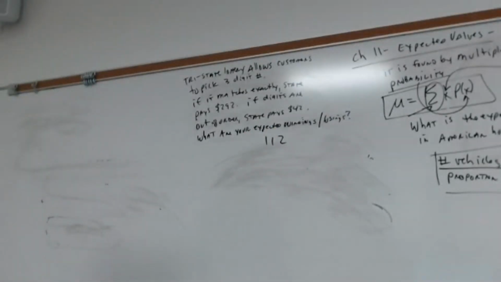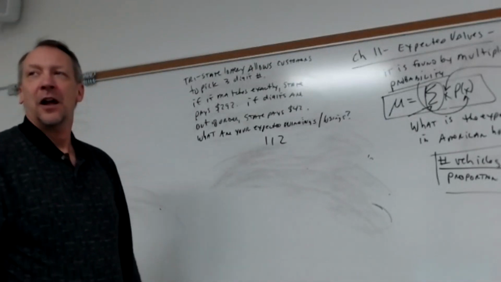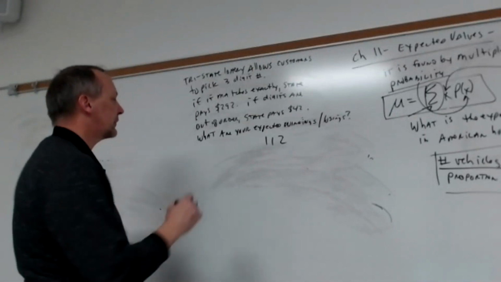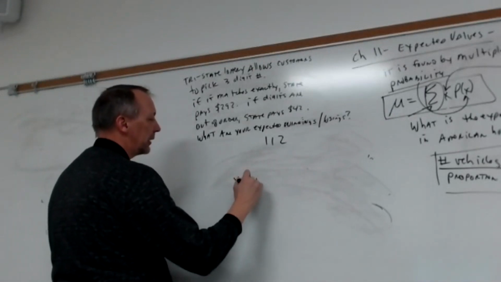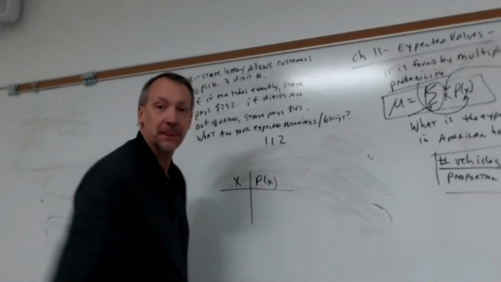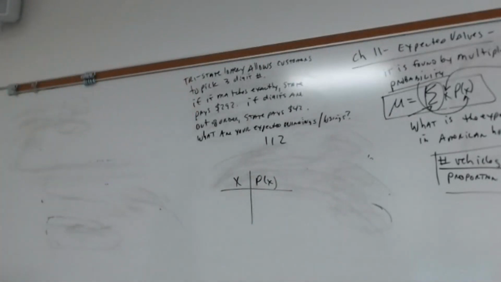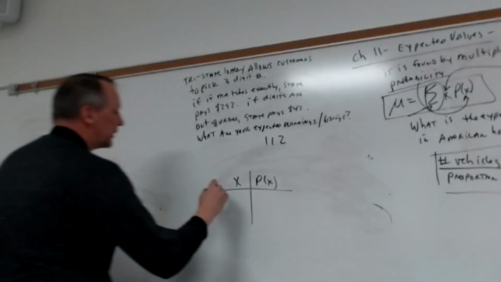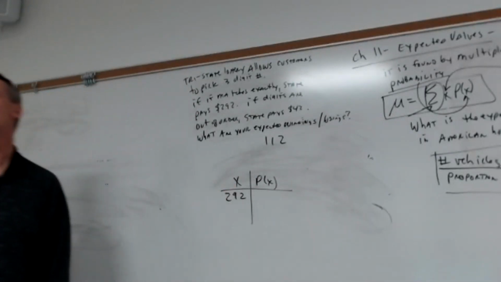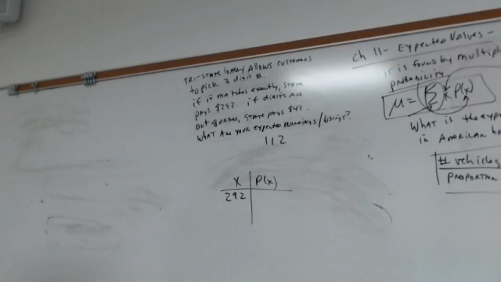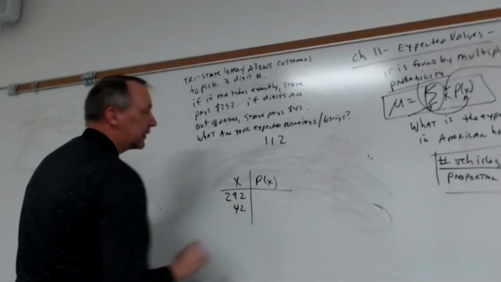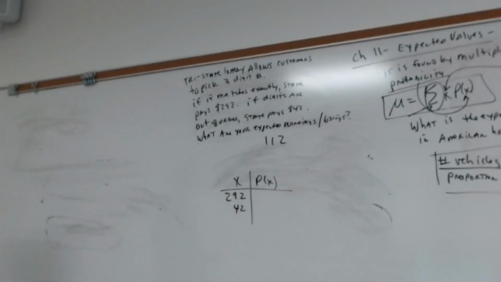Okay, so let's think about this for a minute. I think I showed you this technique before. Actually, let's do this. We have X and we have the probability of X, right? So, how much money can you win? Sarah, we'll keep with you. That was too easy of a question. $292. You could win $292, right? Or you could also win $42. Or you could lose, right? How much could you lose?